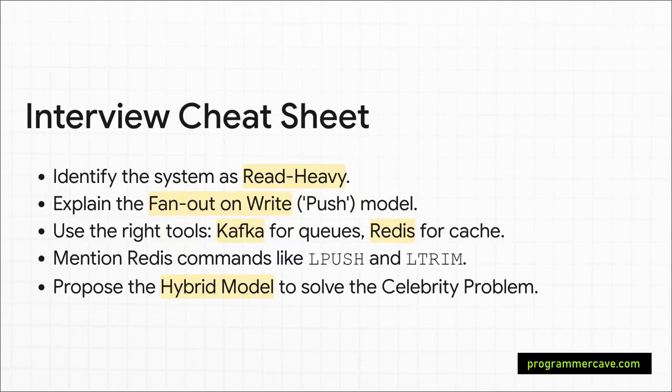3, justify your choice of tools. Explain why you'd use Kafka for decoupling and why Redis is perfect for the cache. 4, show off your technical depth by mentioning specific commands like LPUSH and LTRIM. And finally, number 5, don't forget to address the edge case by proposing the hybrid model for the celebrity problem. If you hit these 5 points, you'll show you know how to design for real-world scale.